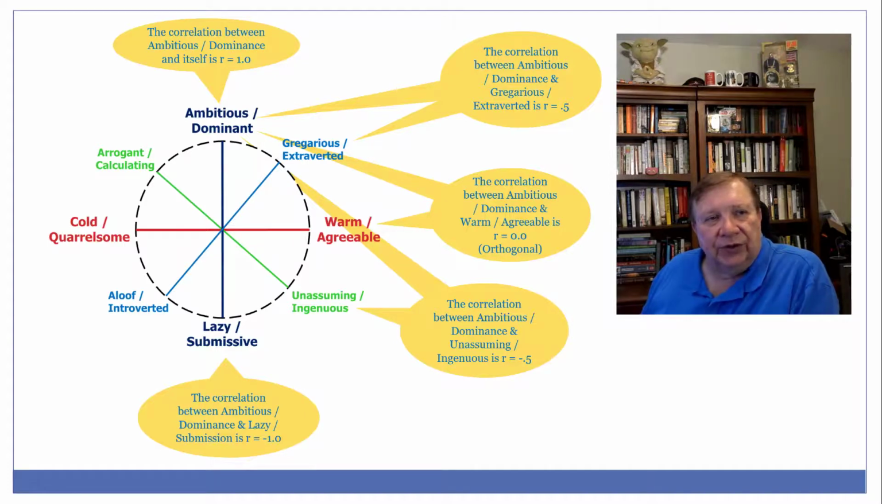Now if I went up the other side of the circle, I would get the same patterns of correlations. Aloof is correlated negative 0.5 with dominance, cold quarrelsome 0, arrogant calculating 0.5. So you've been around the circle today.